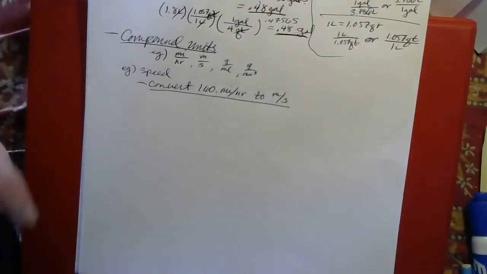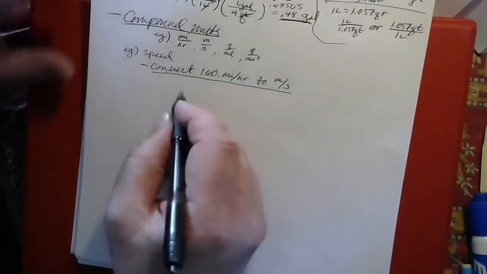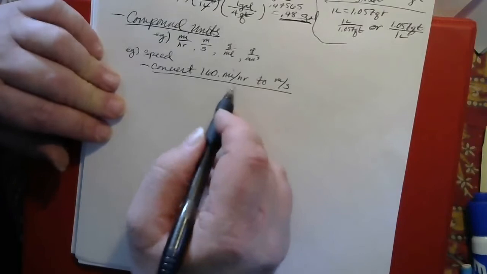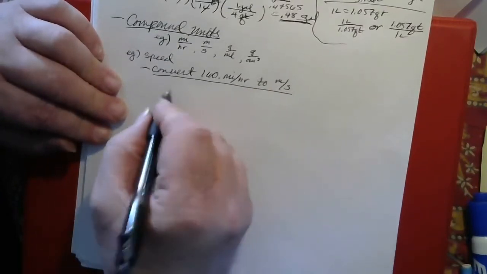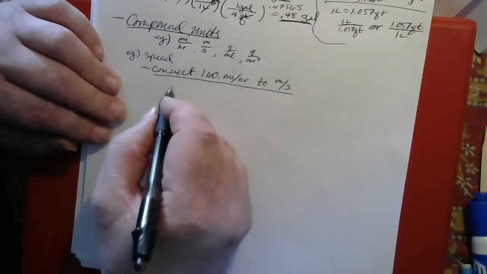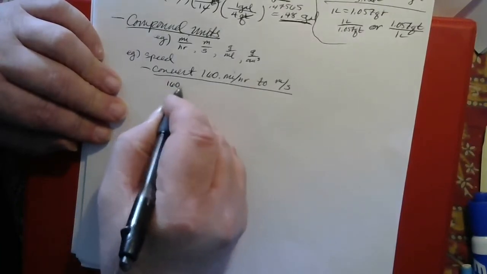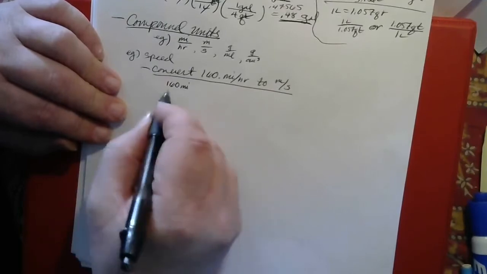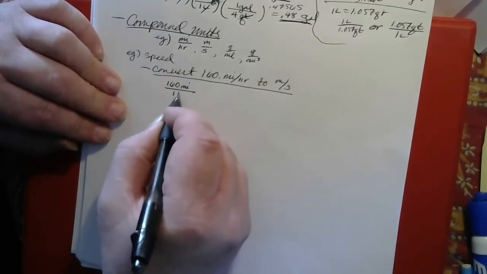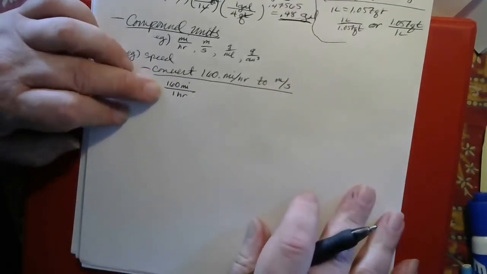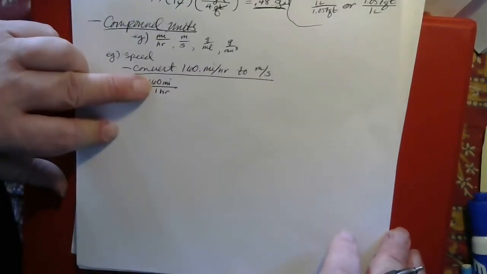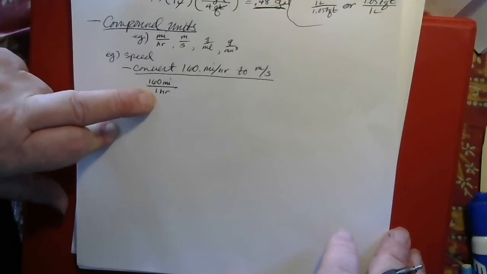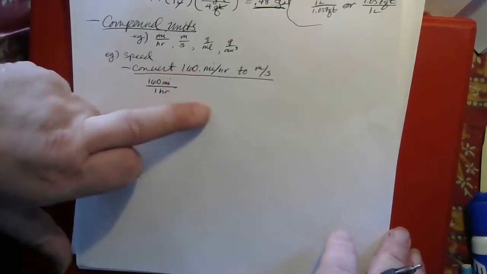First thing I would always do in a case like this is rewrite the units as explicitly one thing divided by the other. So 160 miles per hour should be 160 miles over 1 hour. Because when you say that you're traveling 160 miles an hour, you are traveling 160 miles for every 1 hour. So I would rewrite that immediately.